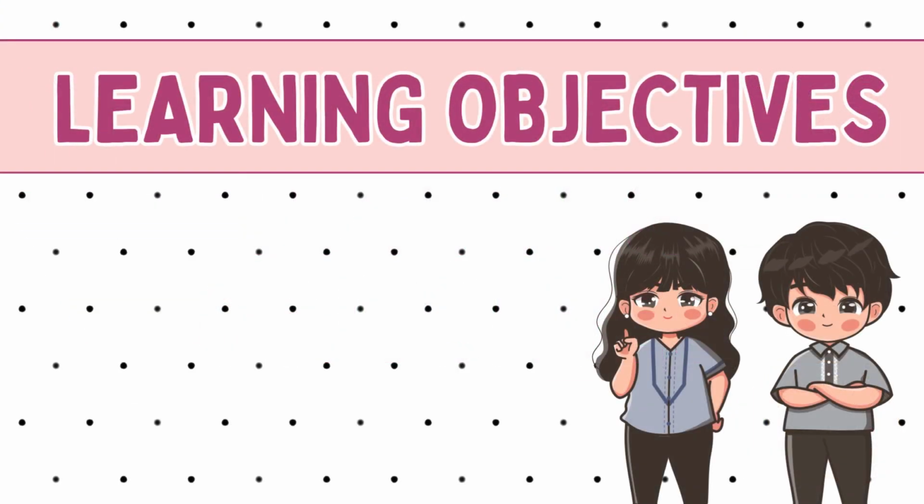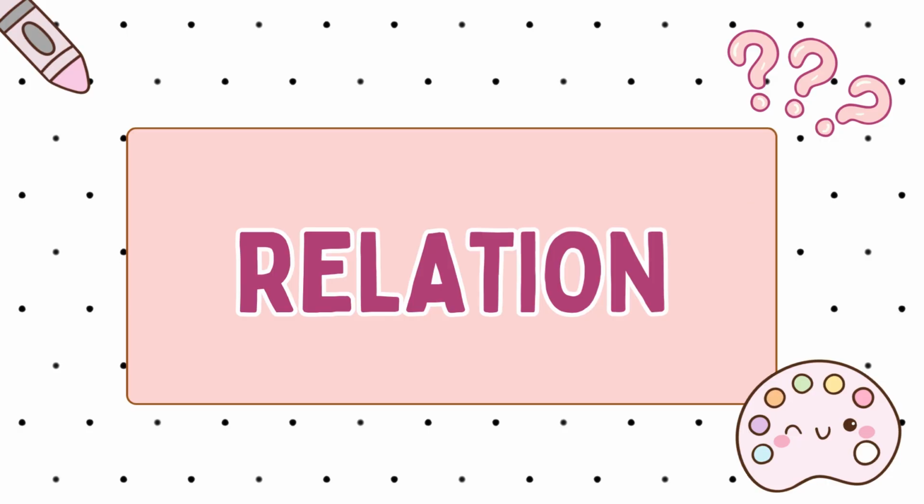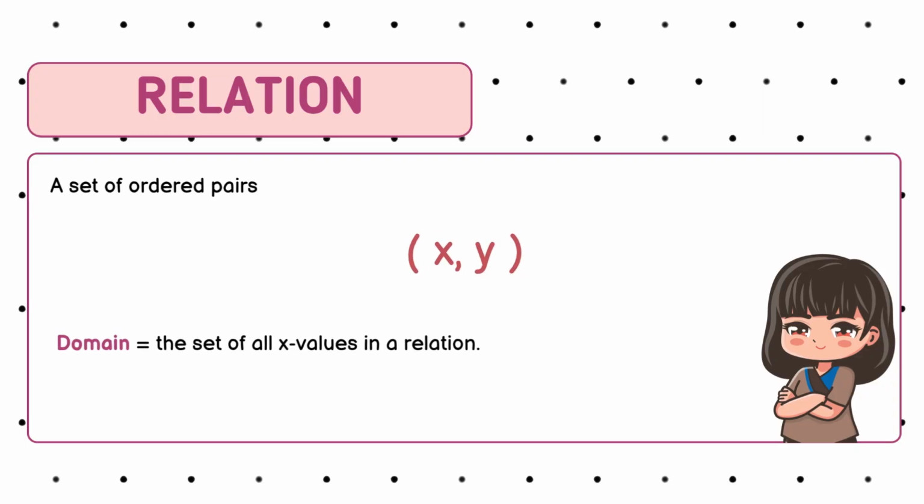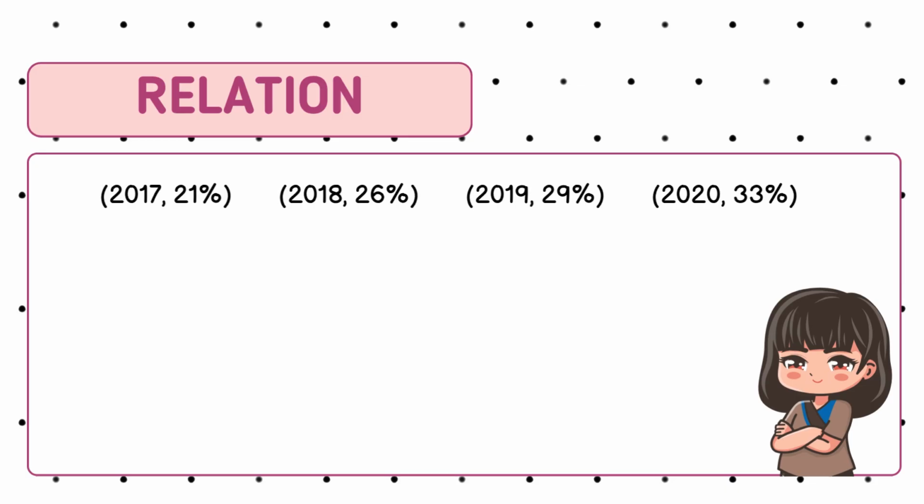By the end of this video, learners will be able to determine whether a relation represents a function. A relation is simply a set of ordered pairs, written (x, y). The set of all x values is called the domain, and the set of all y values is called the range. Let's consider this example of global smartphone adoption by year.